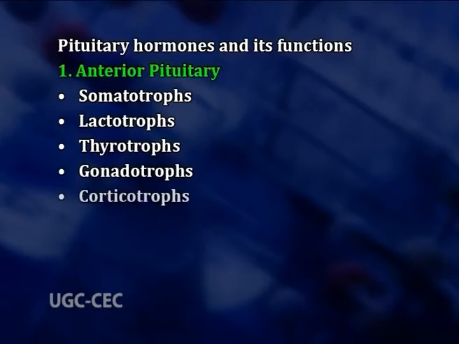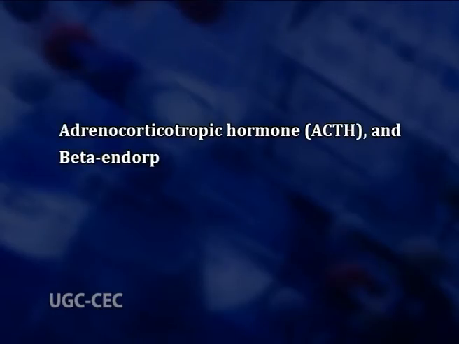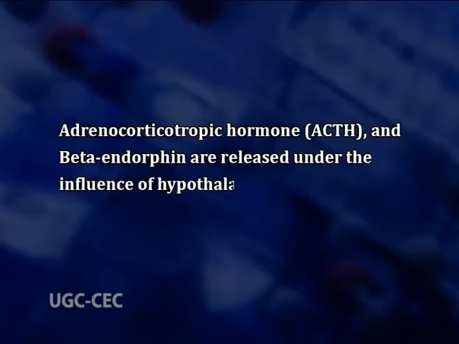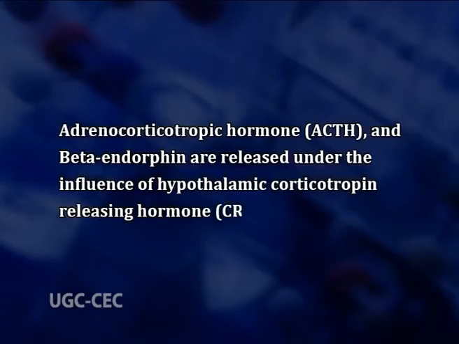Fifth type is corticotrophs. Adrenocorticotrophic hormones, that is ACTH and beta endorphin, are released under the influence of hypothalamic corticotropin releasing hormone, that is CRH. ACTH is released in response to stress and controls the secretion of corticosteroid hormones from the adrenal gland.